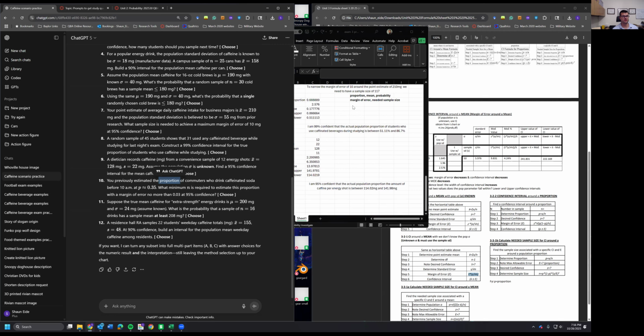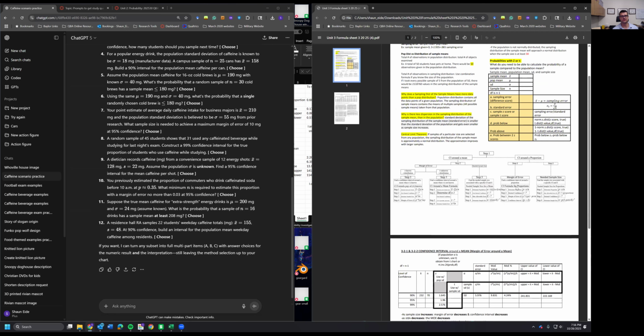Proportion. Remember, these are the keywords: proportion, mean, or probability. We're doing a proportion. And then once we see that it's a proportion, are we looking for a margin of error or needed sample size? It says we are looking for what is the minimum n. In other words, what's the minimum sample size required to estimate the proportion with a margin of error no more than 0.03. So sample size.